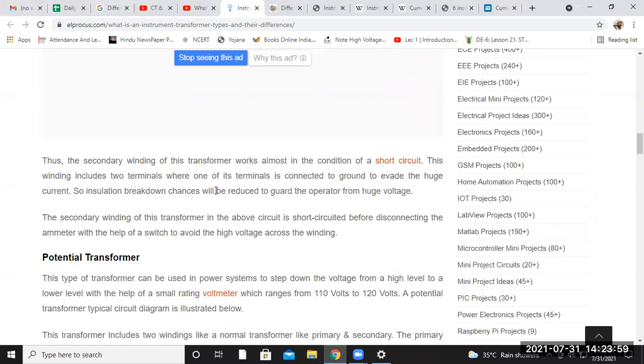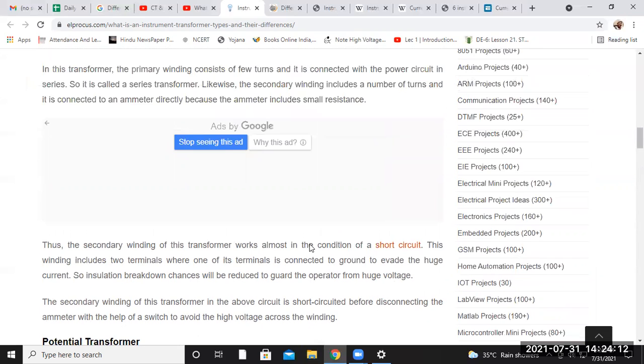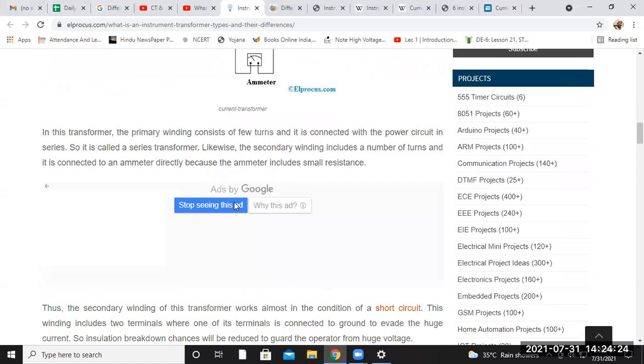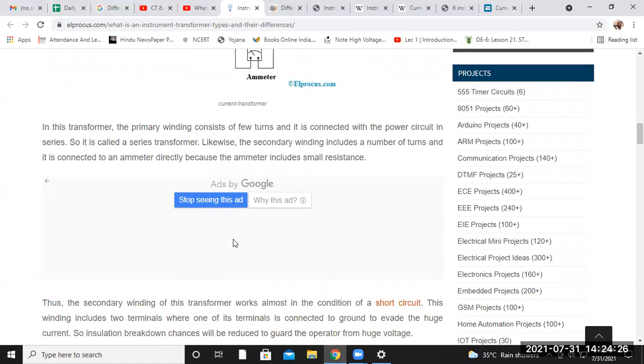So insulation breakdown chances will be reduced, guarding the operator from huge voltage. Okay, fine. The secondary winding of this transformer in the above circuit is short circuited with the help of the switch before disconnecting the ammeter, to avoid high voltage across the winding. If you want to remove the ammeter from the secondary winding of the current transformer, first we have to close the switch so that it can be removed, and the extra current will flow to the grounding of the current transformer.